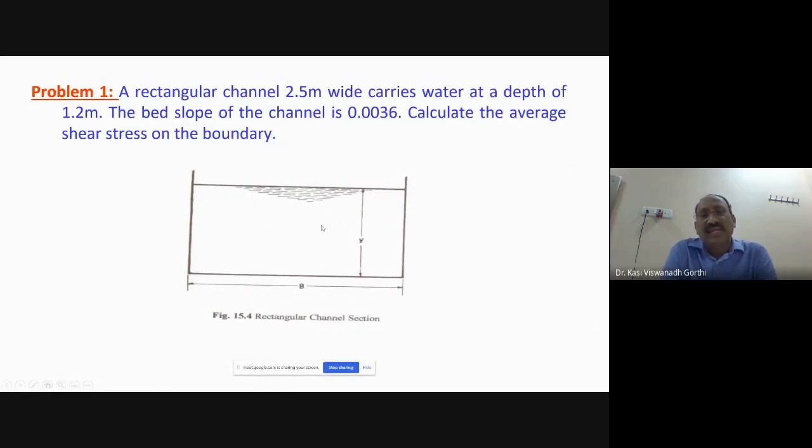So for a rectangular channel, the flow may be taking place like this. So what is the channel boundary in contact? Starting from this point, all this bed width, all this depth of flow Y, the bed width B, and the depth of flow Y are in contact with the channel boundary. So Y plus B plus Y would be equal to B plus 2Y, which is the wetted perimeter. B plus 2Y is the wetted perimeter.